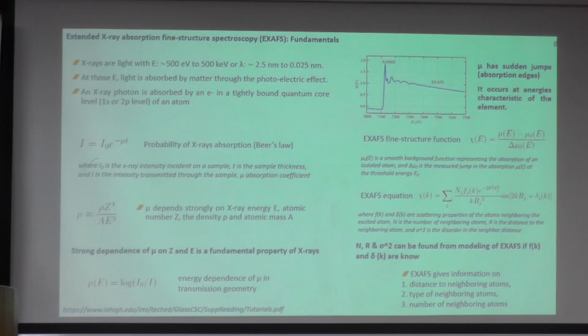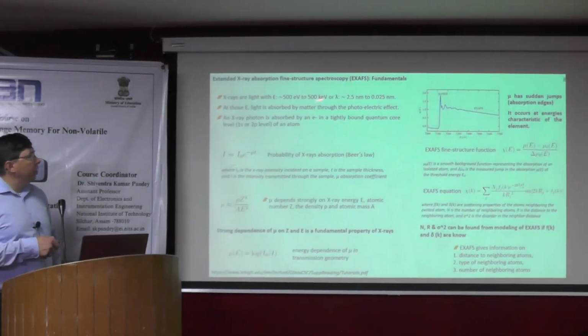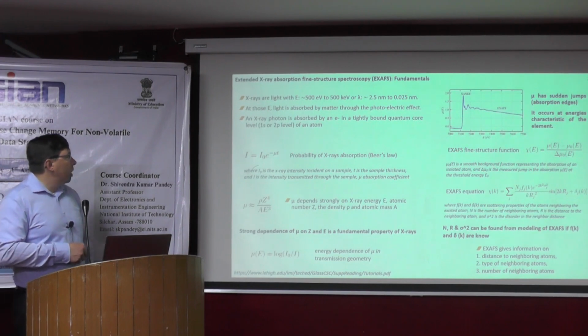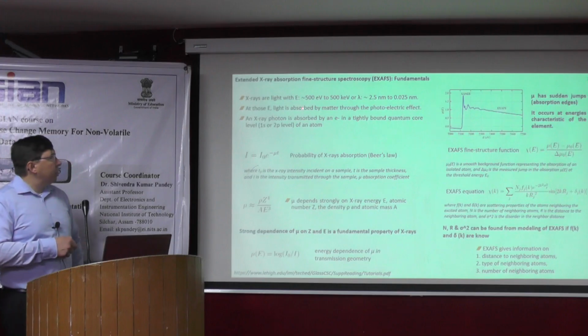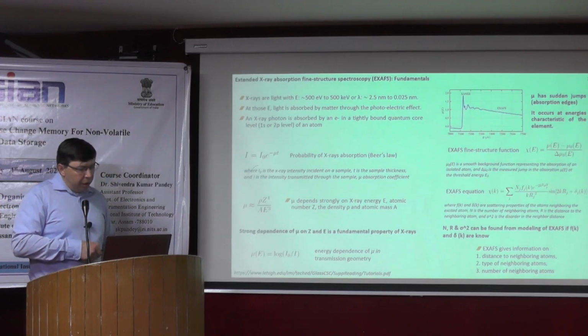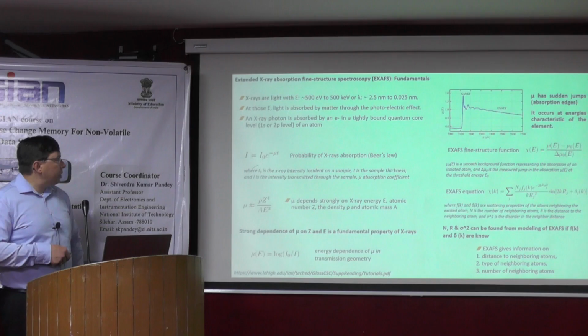phase change materials. And so in this X-ray absorption spectroscopy, we use X-rays with energy between 500 electron volts to 5000 electron volts, with wavelength between 2.5 and 0.225 nanometers. This light is absorbed by matter through the photoelectric effect, and an X-ray photon is absorbed by electrons in a tightly bound quantum core. And so the probability of X-ray absorption, in this case, is given by Beer's law, described by this relation.